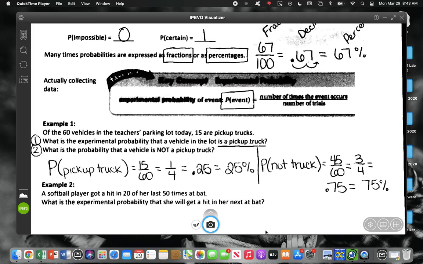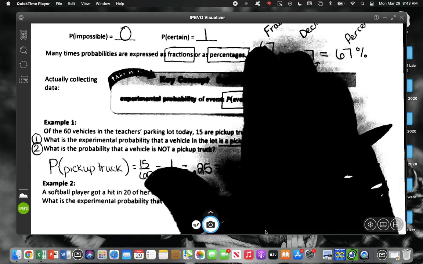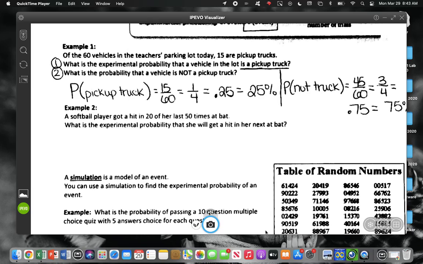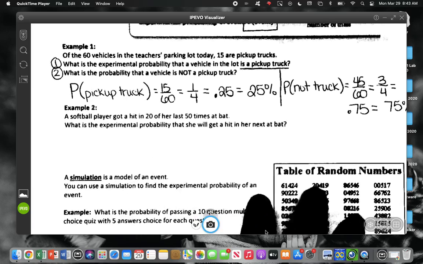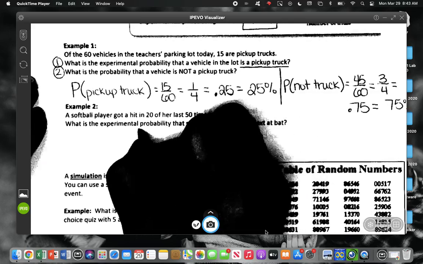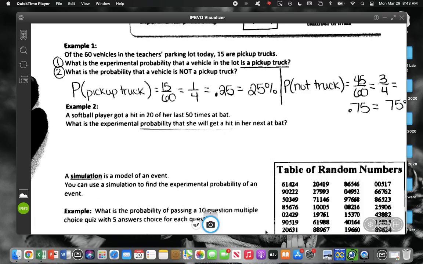All right, do you guys want to try example 2 on your own really quick? All right, so I will read it and I will help you with the notation. It says a softball player got a hit in 20 of her last 50 times at bat. What is the experimental probability she will get a hit? So what are we trying to find the probability of? All right, probability of getting a hit. So the notation.